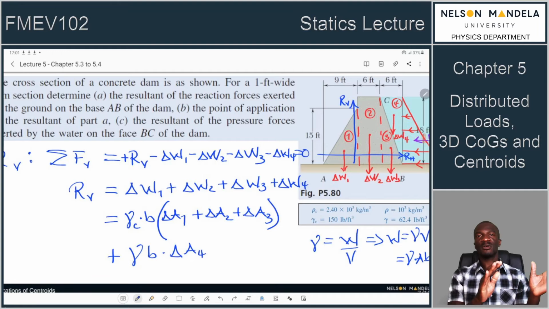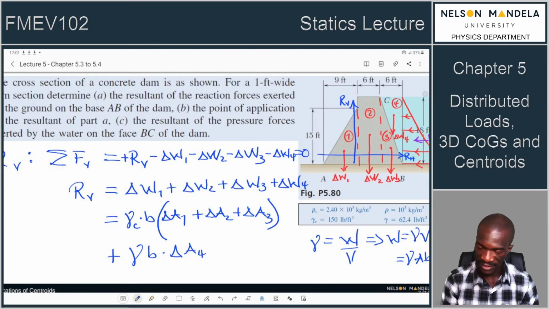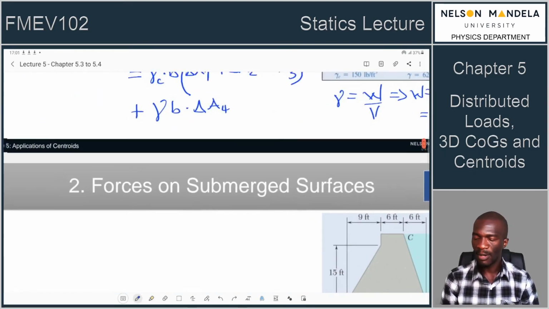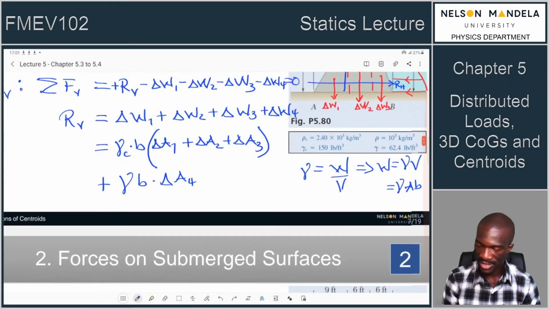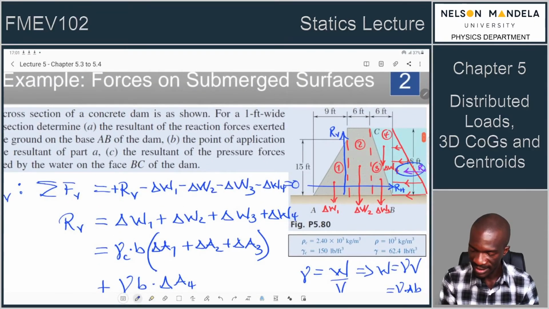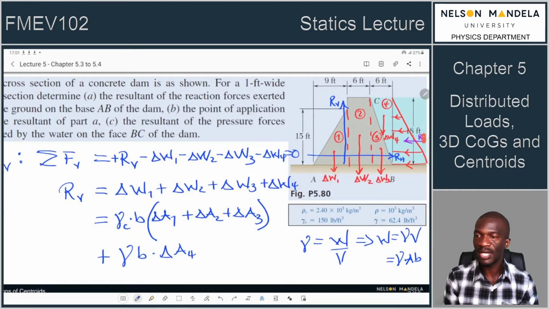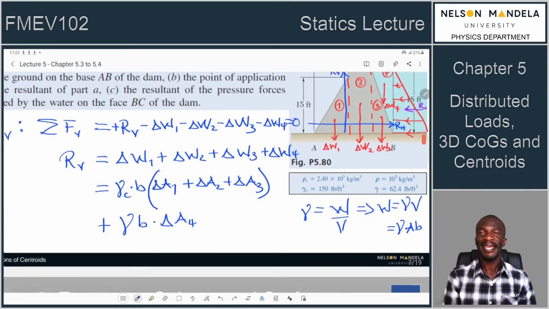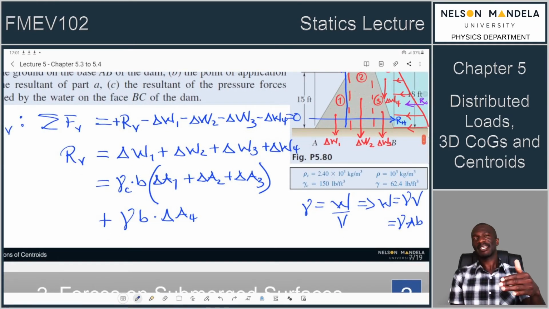So it's a matter of now substituting to get your total RV, which is the vertical component. How about the horizontal component? We said that there's some force here that is acting there. So that is the horizontal component. And now we backtrack to our concept of the distributed load.